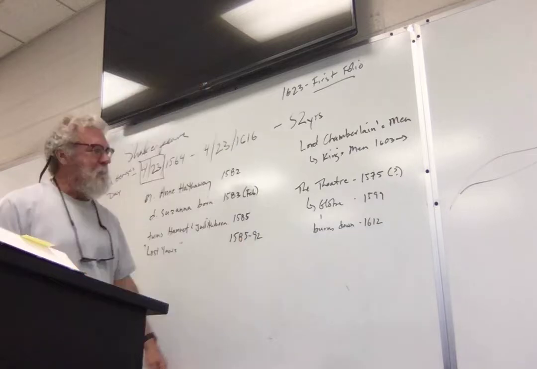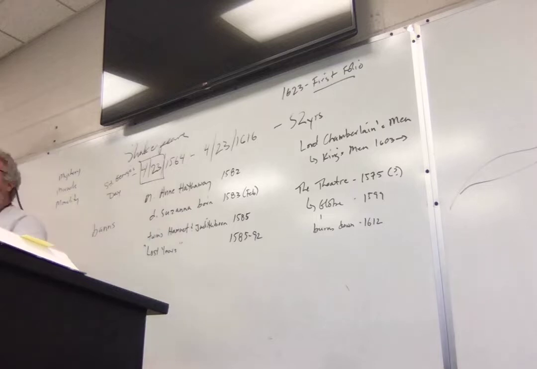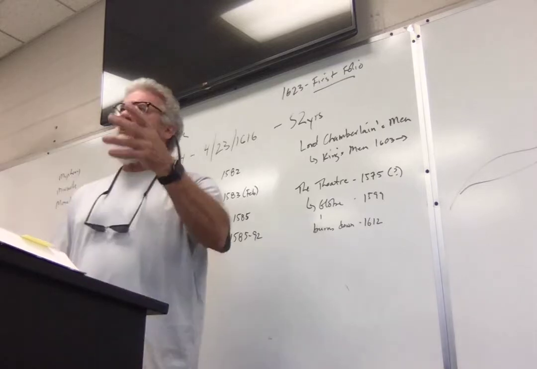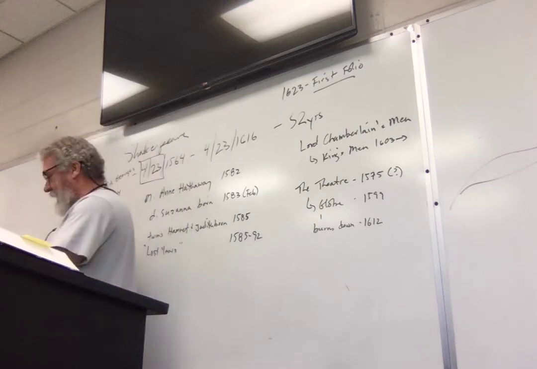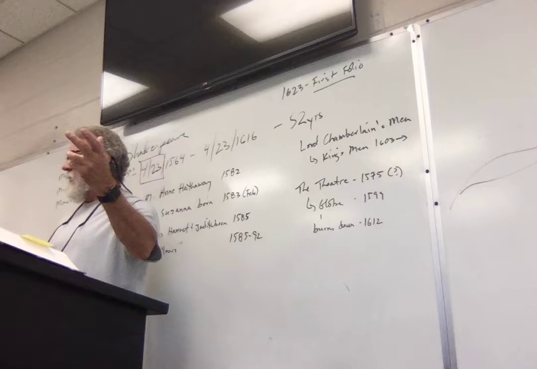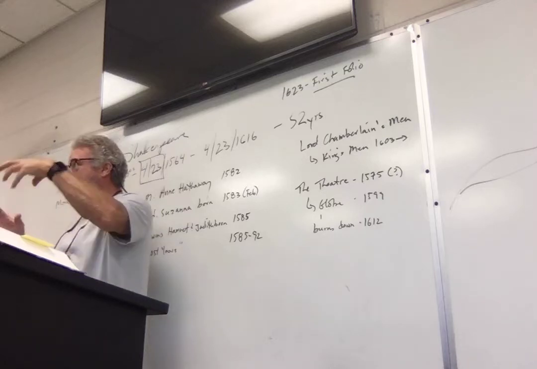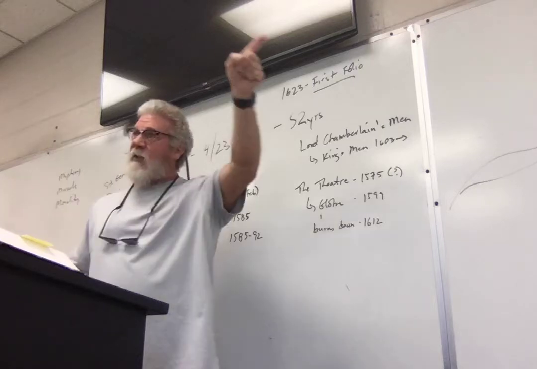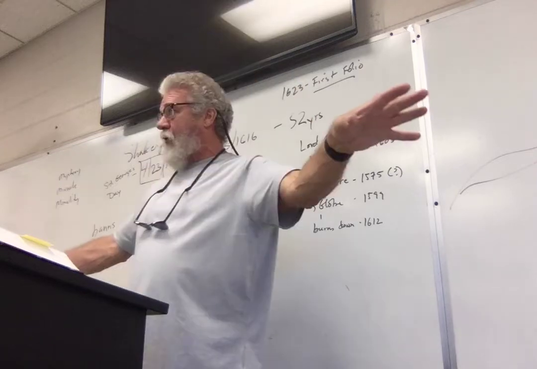In 1612, the Globe burns down. They're doing a production of one of Shakespeare's plays. I think it's Henry VIII, it's either Henry VIII or one of the Henry VI. And in the production, they have to fire a cannon. There's no cannonball in it, but the wadding from the blank fires out, lands on top of the roof of the Globe, which is all thatch, and it burns to the ground.